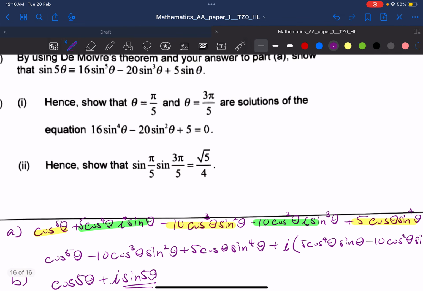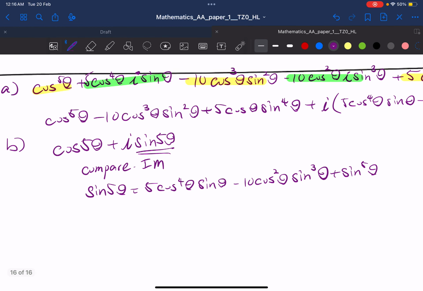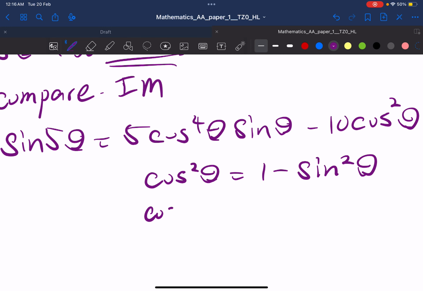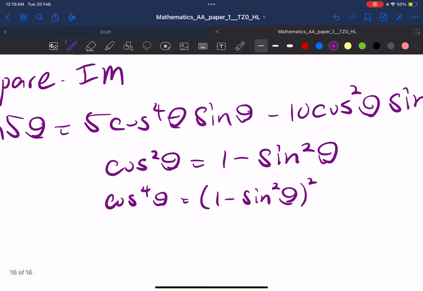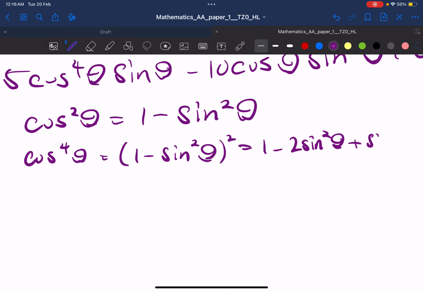Now let's look at the question again. We want to write everything in terms of sine. So we have some cosines here. So just need to remember that cosine squared theta actually equals 1 minus sine squared. At the same time, we got cosine power 4, right? So we just square both sides here. So 1 minus sine squared, okay? And then expand this out. It's the same as 1 minus 2 sine squared theta, and then plus sine power 4.